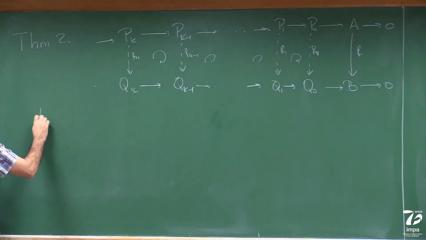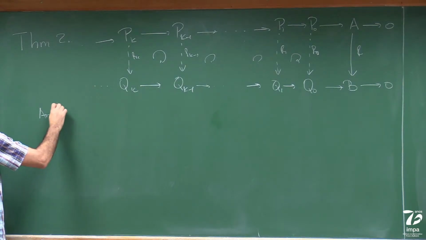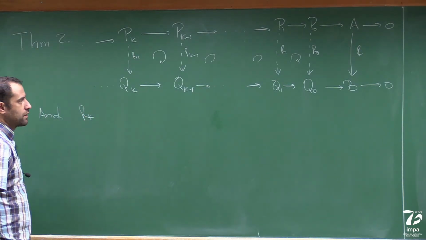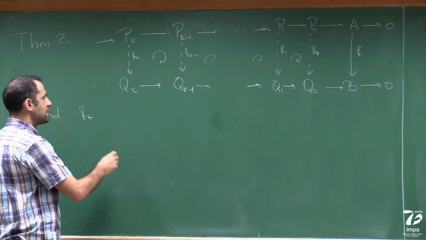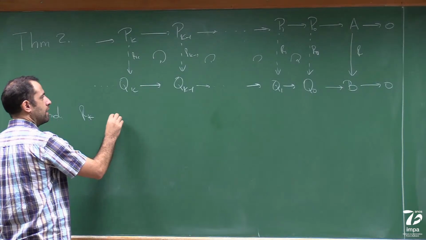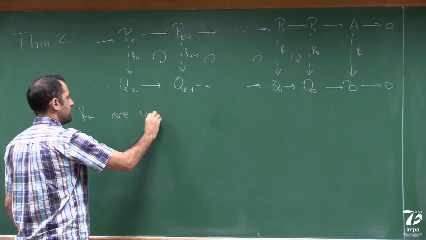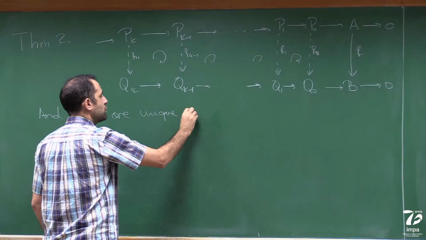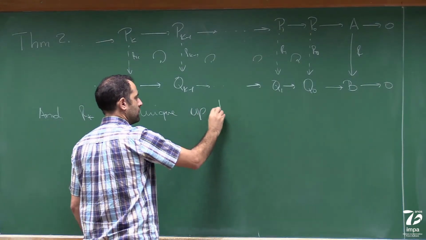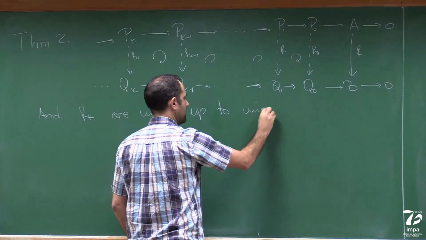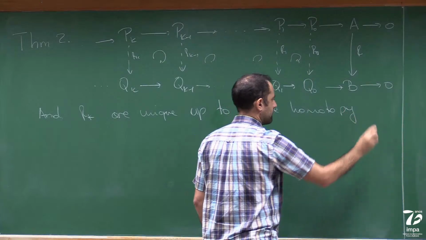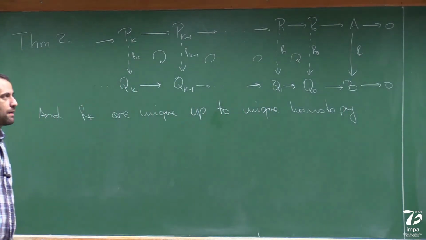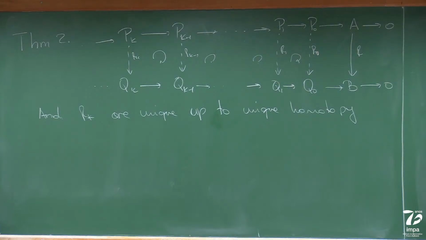And the Fi's are not only a lifting of F, meaning that they make every diagram commute, but these F stars actually are unique up to unique homotopy. So a unique chain homotopy. Namely, if you give me any other lifting, we constructed an explicit homotopy from F to your other lifting.